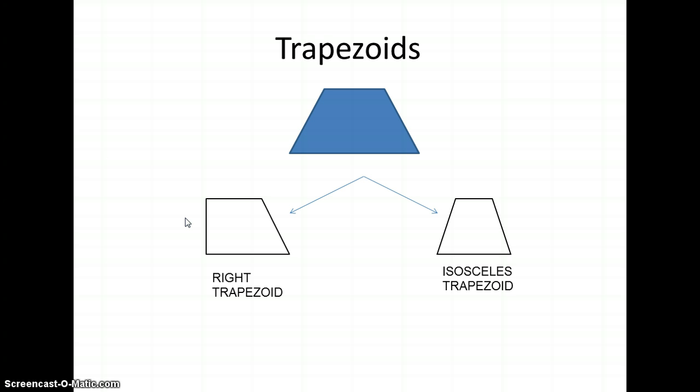The other kind of special trapezoid is an isosceles trapezoid. And this is a trapezoid that has the top, or 1 pair of parallel sides, but also has another pair of sides, the pair that's not parallel to each other. That pair of sides is going to be congruent. So that means the measure of this side and this side will be exactly the same.